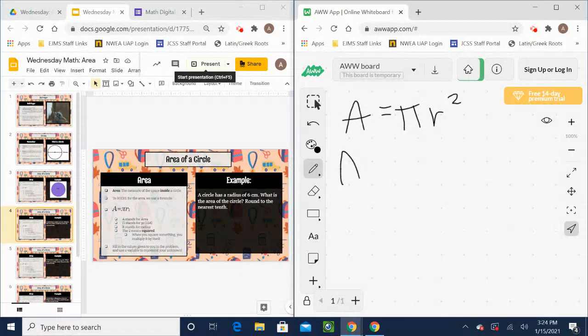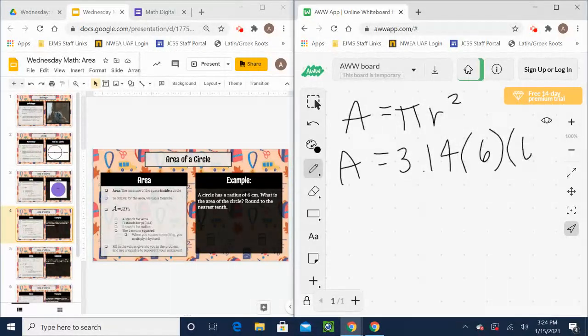Okay, now I'm filling in what I know. I don't know my area, so I'm going to use A to represent that. 3.14 is what I'm going to use for pi, just like with circumference. That doesn't change either. And it tells me my radius is 6. Now you guys notice we're squaring this radius. I told you guys when you square something, you multiply it times itself. So I'm going to do 6 times 6 here. Okay, so when I go to my calculator, what I'm going to type in is 3.14 times 6 times 6.